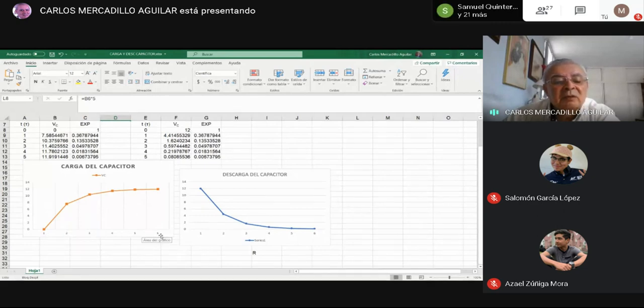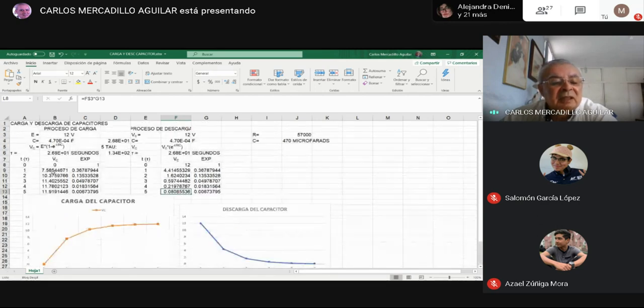Entonces aquí tenemos 5 taus, podemos ver aquí el valor, dice que es 11.919. No alcanza a ser los 12 volts, pero casi. Y aquí para la bajada, pues sí es de 12 volts, es en la descarga, y alcanza a llegar a casi cero, da 0.08 volts, que es este valor de aquí. BC y BC, en caso de carga y en caso de descarga.